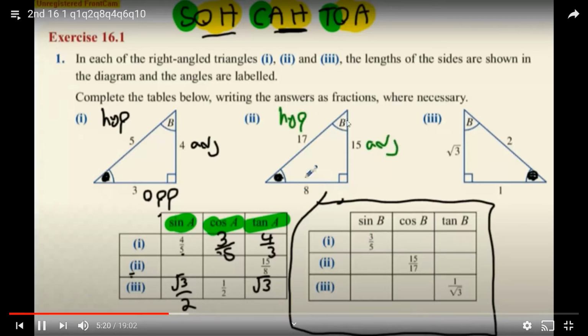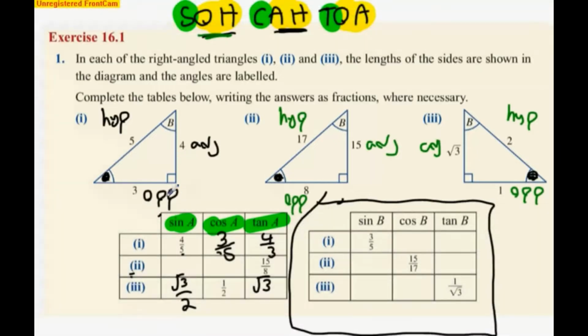So see in the second triangle, angle B looks at the 8. 8 is the opposite, 17 is the hypotenuse, and 15 must be the adjacent. In the third triangle, angle B is looking at the 1. This makes 1 opposite. Hypotenuse is the longest length, and the root 3 here is the adjacent.